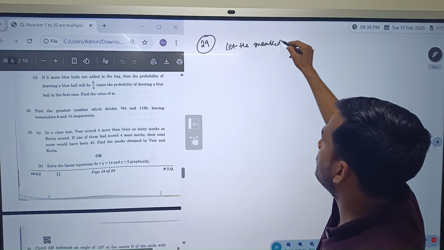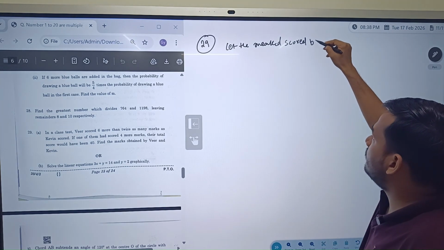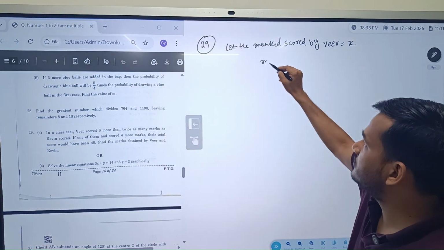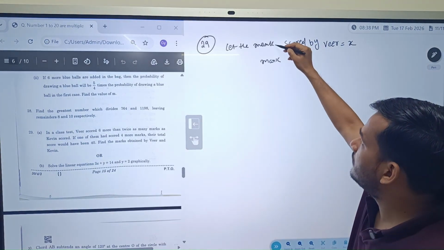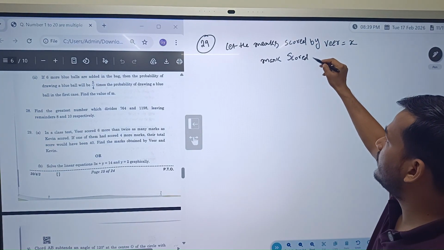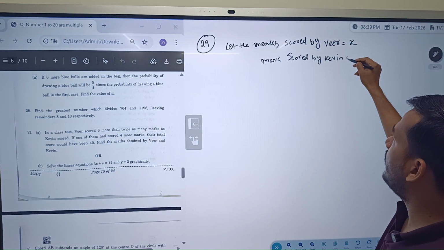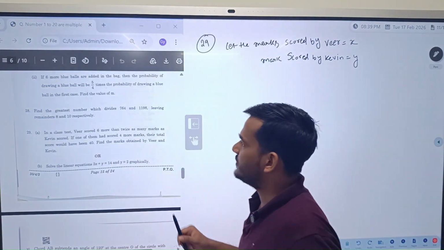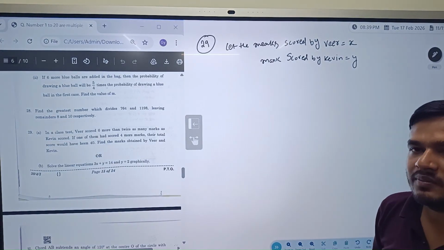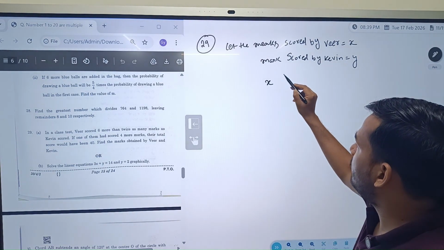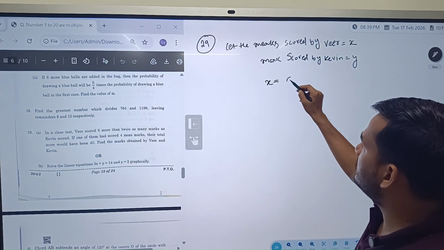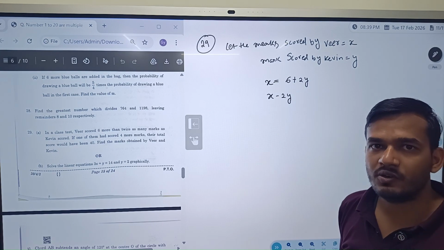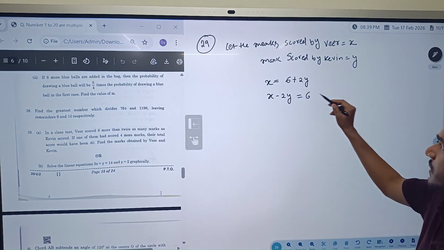scored by Veer be equal to x, and the marks scored by Kevin be equal to y. According to the first data, Veer scored 6 more than twice as many marks as Kevin scored. So x is equal to 6 plus 2 times y. That can be written as x minus 2y is equal to 6. So this will be our first equation.